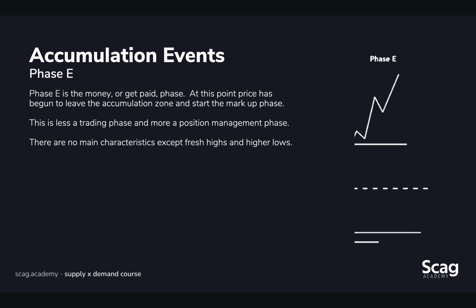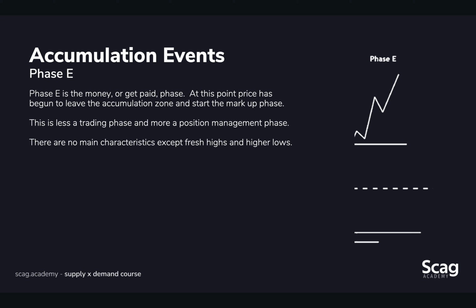And then we have phase E. Phase E is the money or the get paid phase. At this point, we are already in the market. We look to enter within that phase C, phase D environment. At this point, price has already begun to leave the accumulation zone and start the markup phase. This is less a trading phase for us and more of a position management phase.